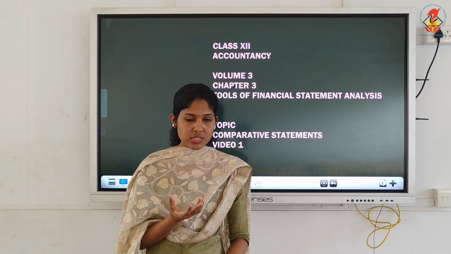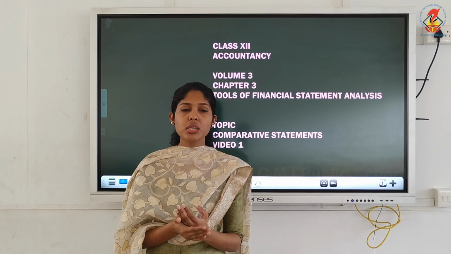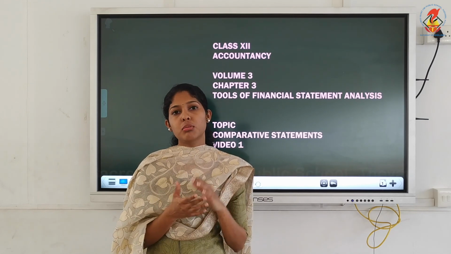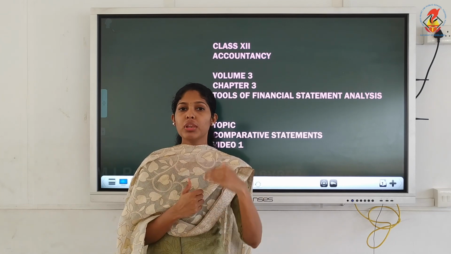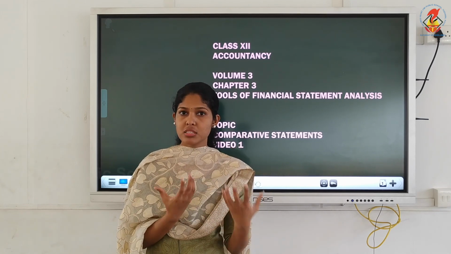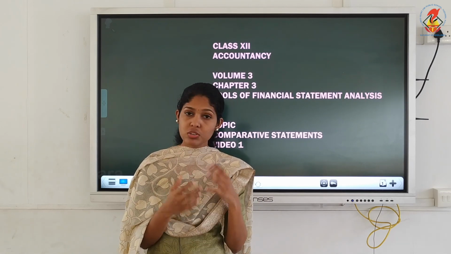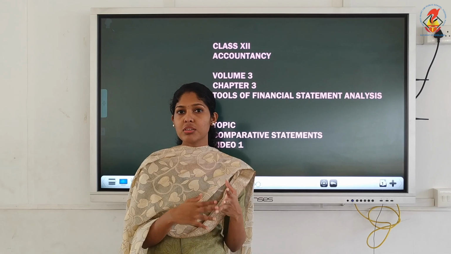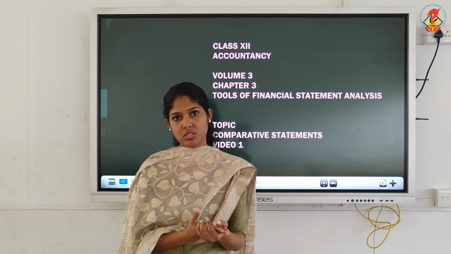Then finance cost means, as you would have heard, cost incurred on borrowings. Like a bank loan, when you take a bank loan, you will have to pay interest on that. So that is a finance cost. It's a cost associated with the borrowings. Interest on overdraft or interest on cash credit, interest on debentures, all these are finance cost.